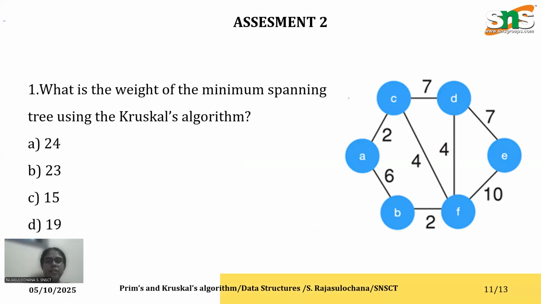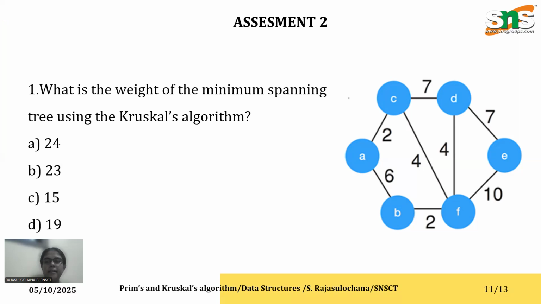What will be the weight of the minimum spanning tree for this particular graph using Kruskal's algorithm? Now A to C can be added, so the cost is 2. B to F can be added, 2. C to F can be added, D to F can be added. So the total cost is 12.